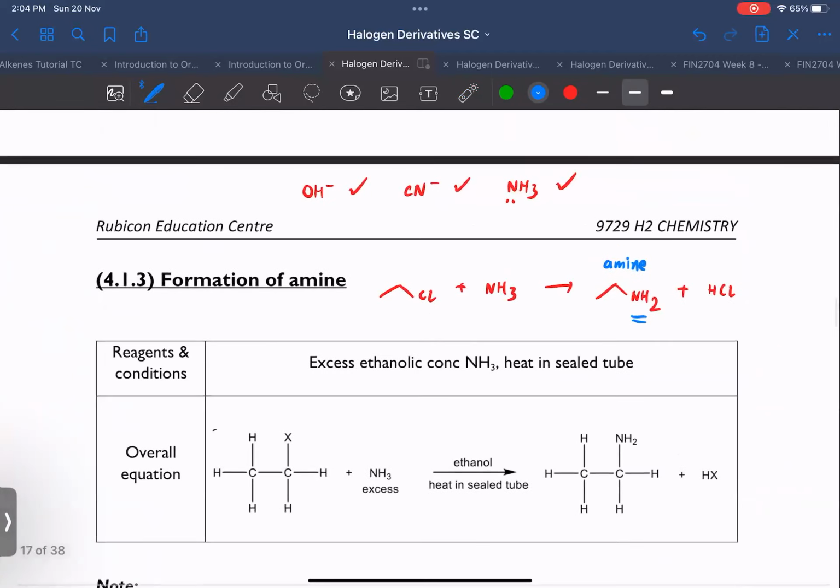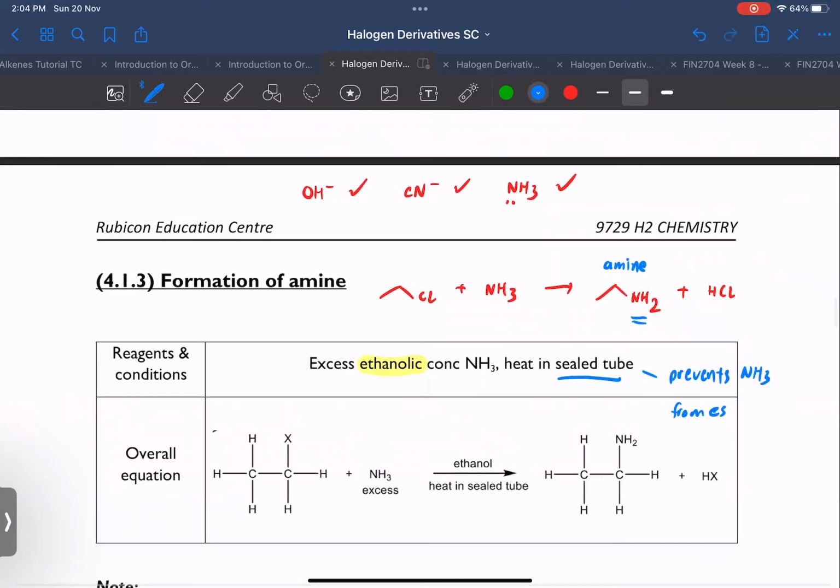But for now, take a look at the reagents and conditions. Ethanolic, same thing, because you need to have solvent inside. Then afterwards is NH3. Now, why do you think you heat in a sealed tube? It's because the sealed tube just prevents the ammonia from escaping. Ammonia is a gas, so if you want the reaction to be perfect, you just have to use your sealed tube.